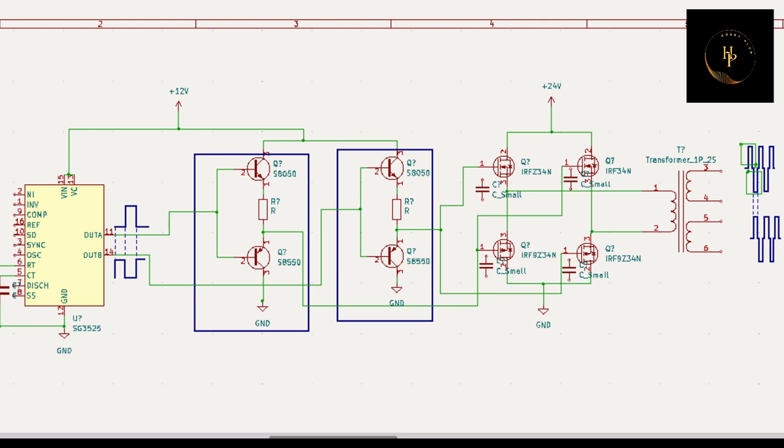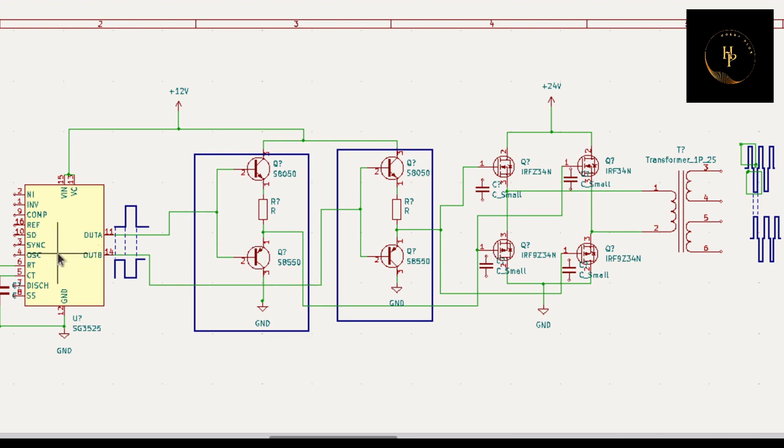Today I will discuss the push-pull amplifier and what is the result of this bridge rectifier. That is not a bridge rectifier actually, that is an H-bridge circuit, a push-pull type circuit here, and that is the H-bridge circuit to drive the transformer for the next step.